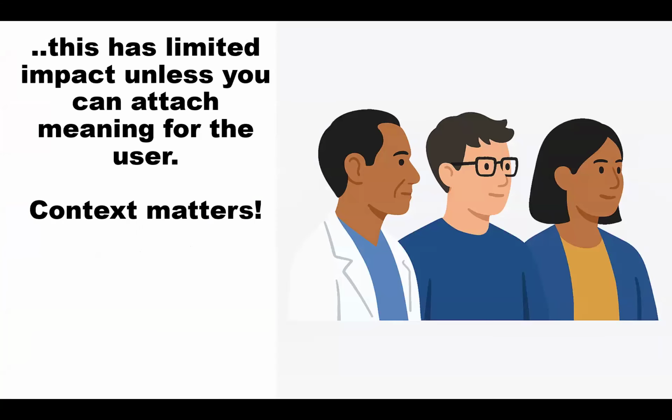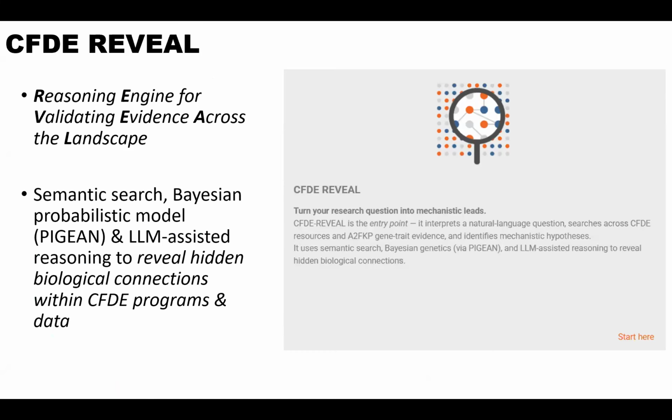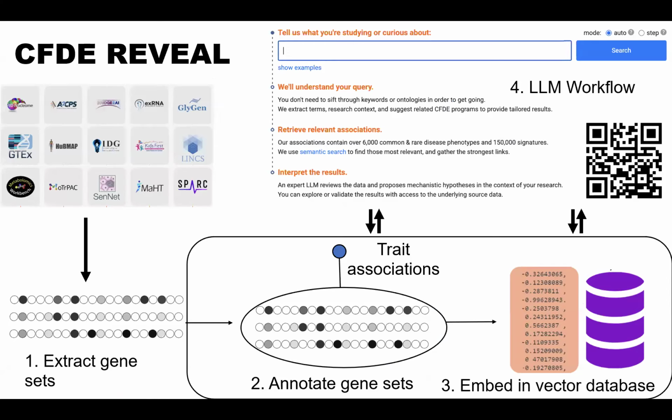But this has limited impact unless you can attach meaning, as I've been saying. Context matters. Everybody's frame of reference is different. And if we actually want to make this useful for biology, that frame of reference tends to be very specific in many cases. So can we expose scientific connections across the CFDE through your research context? That's what Reveal is meant to do. With that, let me give a high-level summary, which I've described from the perspective of genes building up. We take those gene sets, extract them, annotate them, and embed them in a vector database so they can be queried, run them with trait associations and make them accessible, and then allow an LLM workflow to query over them.